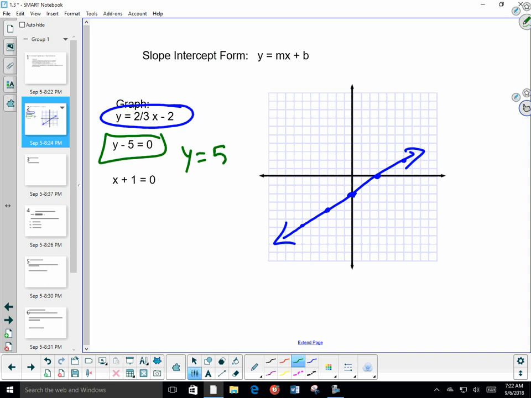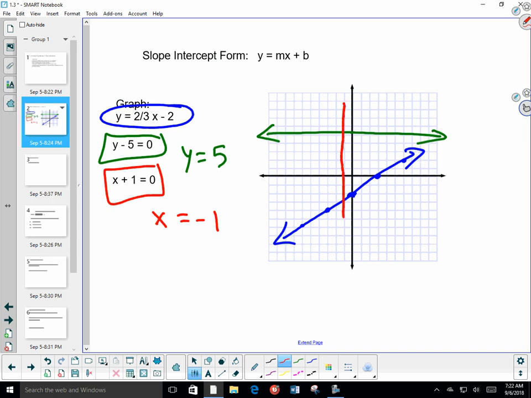Then if I'm going to graph this one, y minus 5 equals 0, I probably add 5 to both sides. So I get y equals 5. Y equals 5 is going to be a horizontal line at a height of 5, because all the y coordinates on this line are 5. There's 0, 5, 1, 5, 2, 5, 3, 5, and so on. And then if I'm going to graph this one, if I subtract 1 from both sides, I get x equals -1. That's going to be a vertical line, because all of the x coordinates on that line are -1.